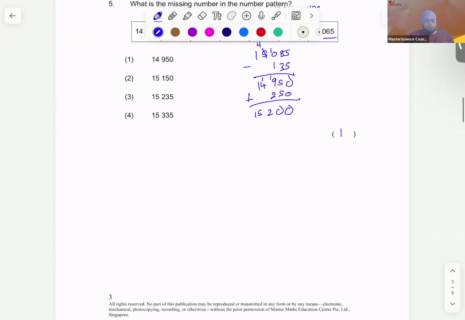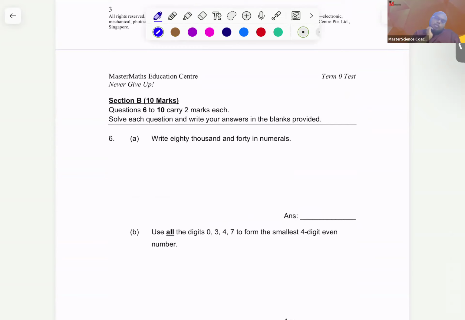Okay, now we go to section B. All right, this one, write 80,040 in numerals. For this kind of question, I suggest don't try to immediately think of the number. You can do some working. 80,000 is 80 with 3 zeros, right? Then plus 40. So you get 80,040.